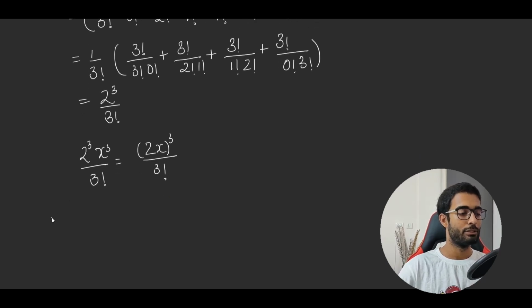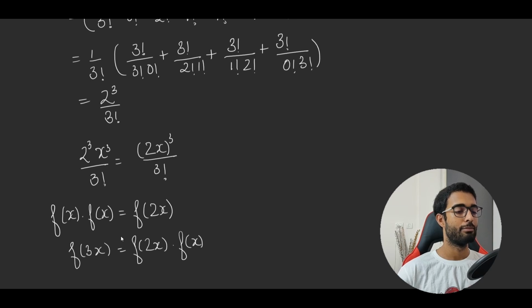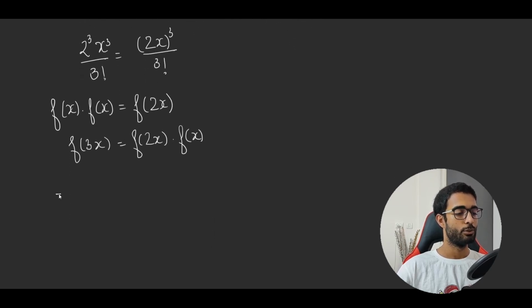and we are going to see that f(x) into f(x) is equal to f(2x). Now this is a property of an exponential function, and it can be shown that f(3x) can be written as f(2x) into f(x), and this can be proved in the same way as we did above. So this implies that f(x) is something to the power x.